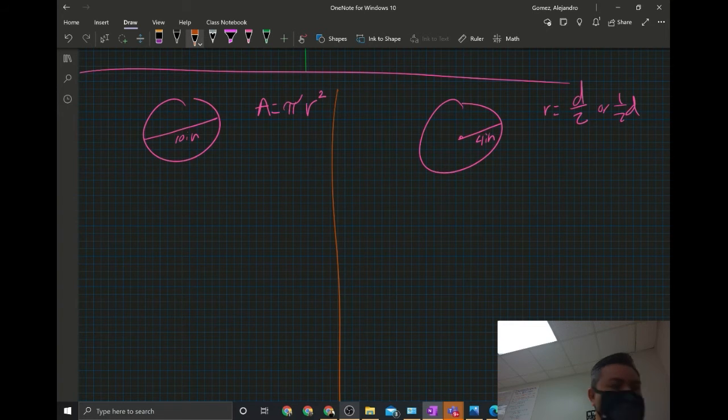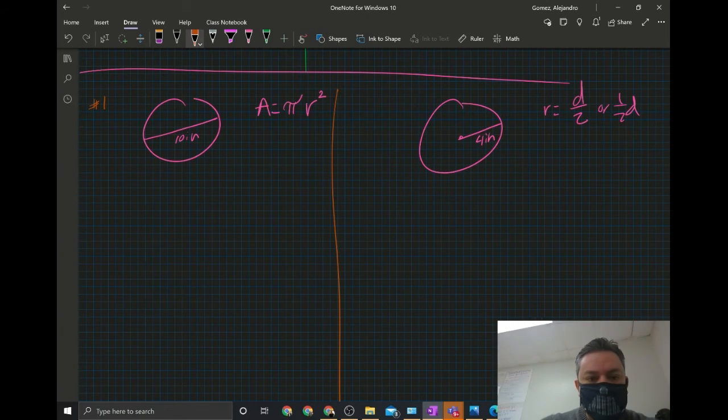Can you guys see the screen? Yes? Okay. Pi times radius squared. So, with that being said, if I look at this one right here, do I have the diameter or the radius? Remember, the diameter is the line across the center and the radius is from the center to the edge. On number 1, do I have the radius or the diameter? I need somebody to speak up. Is the radius or the diameter given to me on number 1?